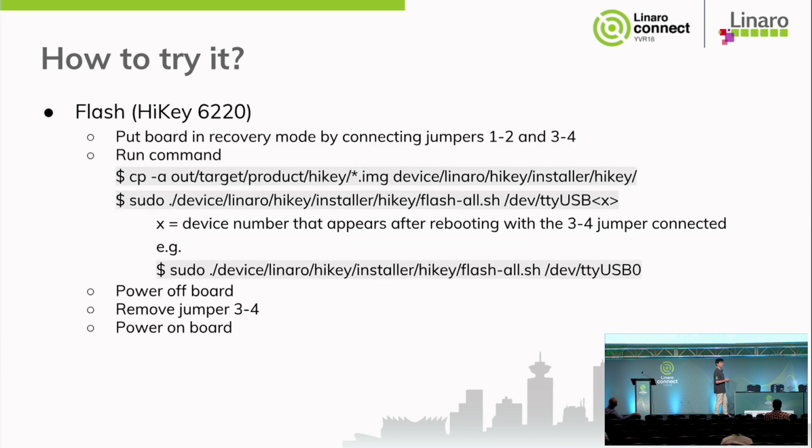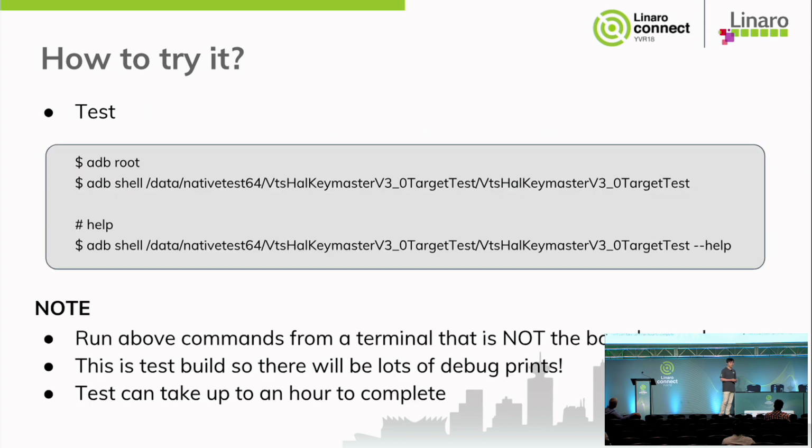So once you're done with the build, this is the standard procedure for flashing the images to the HiKey. With the AOSP build, there's a flash-all script under device/linaro/hikey. So if you want to use that, you can. Otherwise, you can just flash using fastboot manually.